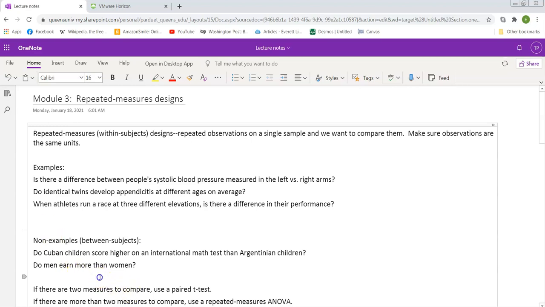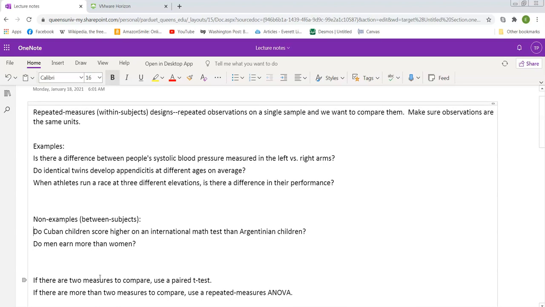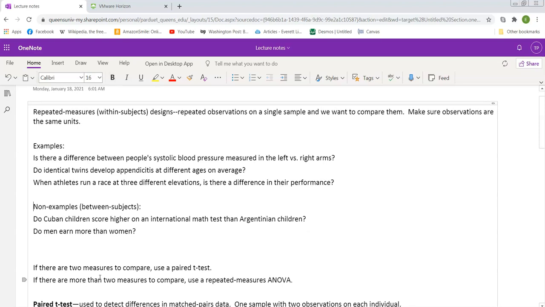I put a couple of examples here for contrast. These are between subjects, which is what we've been doing. Do Cuban children score higher on an international math test than Argentinian children? Those are two separate samples. And if we wanted to compare them, we just do an independent samples t-test on them. So that would be between subjects.